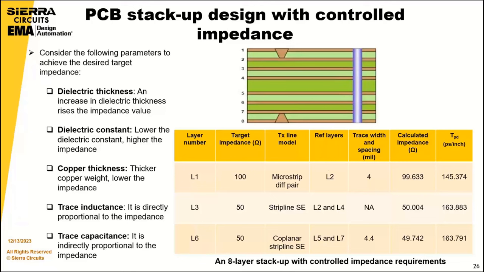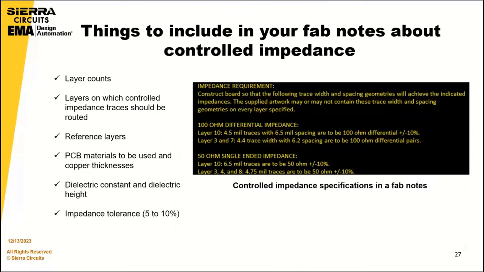inversely proportional to impedance. So here's an example of an 8-layer stackup with controlled impedance requirements. And this is how you could put it onto your fab drawing. To calculate the values, you need to know the layer count, layers on which controlled impedance traces should be routed, reference layers, PCB materials to be used, copper thicknesses, dielectric constant and dielectric height, and impedance tolerance, generally 5 to 10%. 5% is non-standard, 10% is more standard.